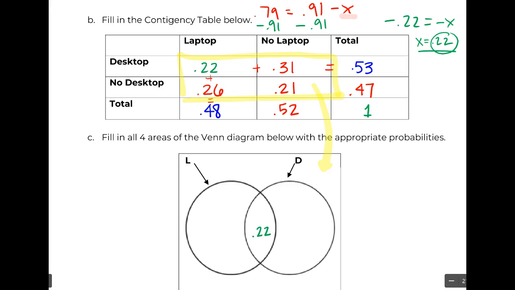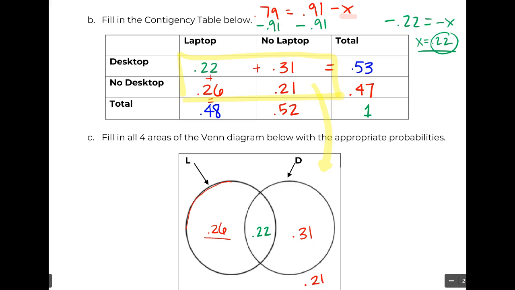Now, as we move over to any of the other places, now you can tell we're in the L circle, so this is L, but we're not in the D circle. So L, no desktop, this is 0.26. And there's no reason to label these. We can see from the actual Venn diagram that's L and no D. And here we're in the D circle. We have a desktop, but we don't have a laptop, so this is 0.31. And then outside, you don't have a laptop or a desktop, that's our 0.21.